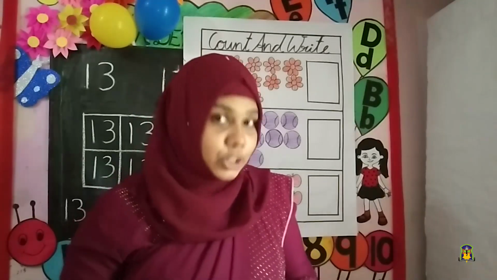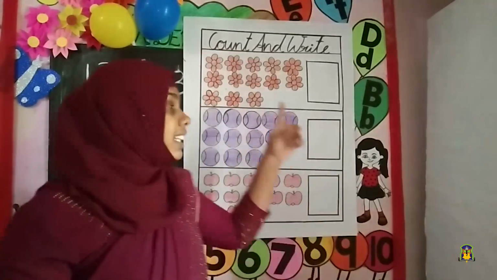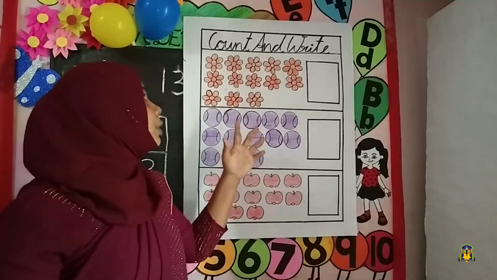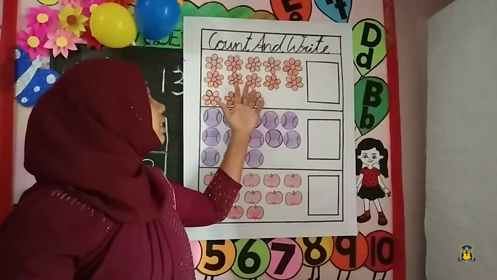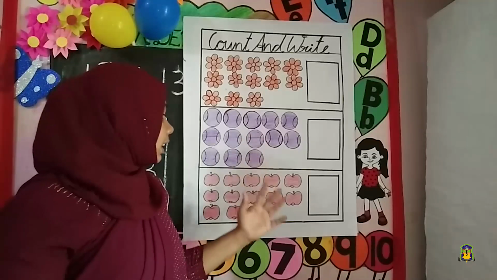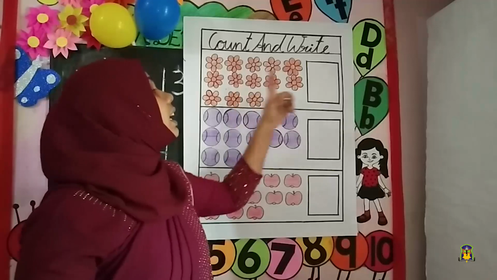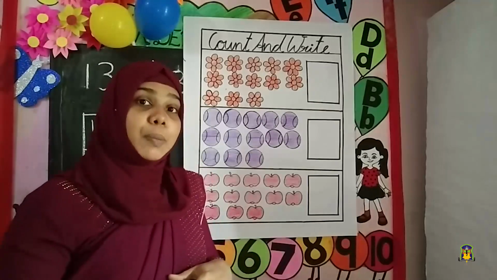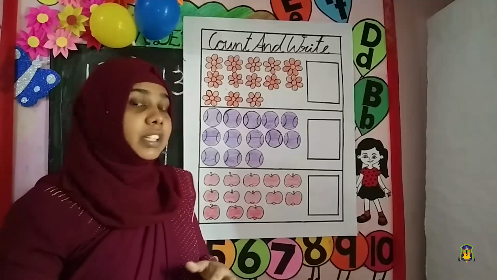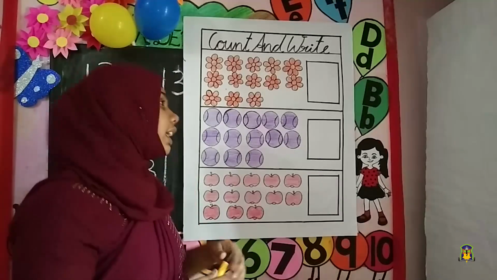Can you see some pictures on the board? Yes, here it is. Here we have some pictures of flowers and balls, then apples. Count the pictures and write the number in this box. Let's count the flower first.